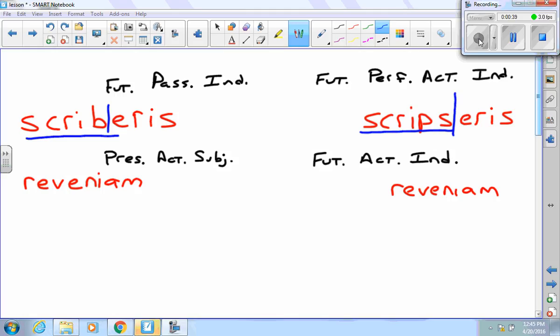Next, you have the present active subjunctive versus the future active indicative. They both have the same stem. They both have the same form when they are in the first person singular. They look identical. When it comes to this, you're going to have to ask yourself whether or not you need a subjunctive. Does it have an ut? Does it have a ne? Does it have an indirect question, an indirect command? If it does, it's subjunctive. If not, it's probably future.